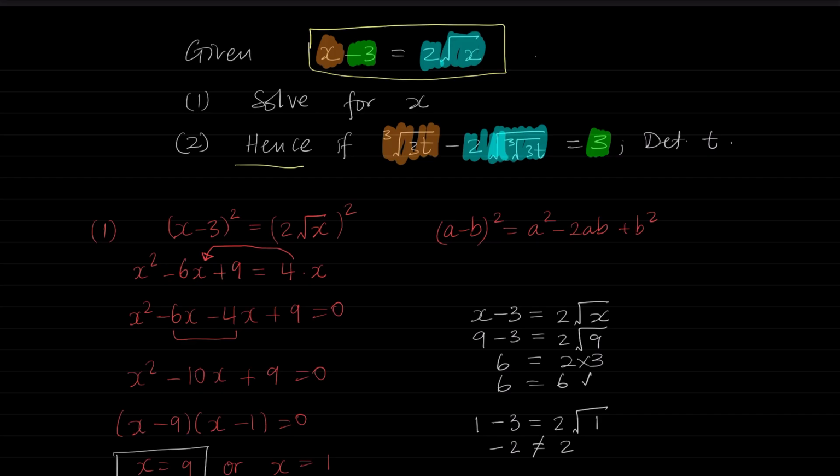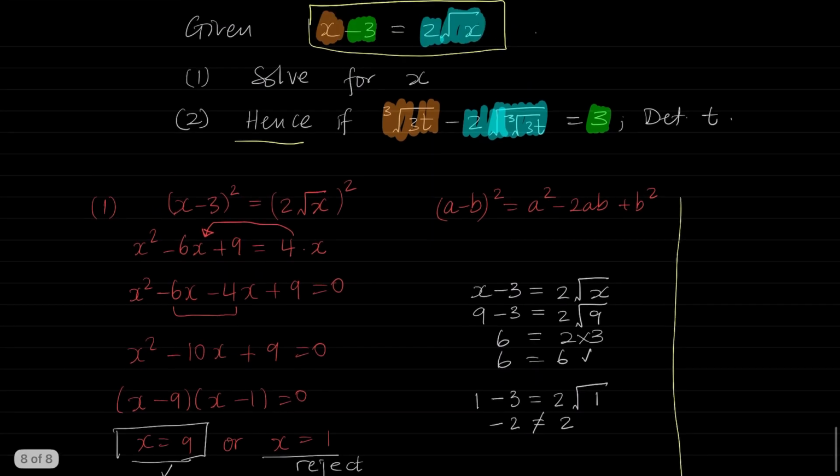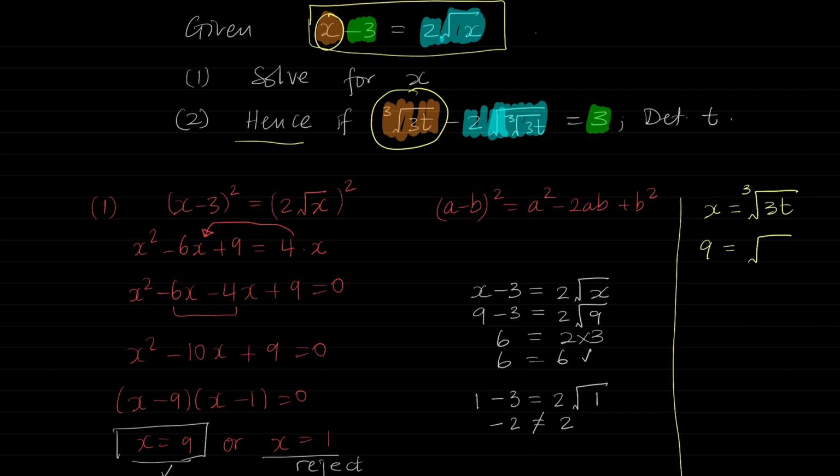I can make a deduction here. Let's solve it here on the right. I can say that x is this. So x is equal to the cube root of 3t. And since we know that x is 9, we can substitute that in and then solve for t. So 9 is equal to the cube root of 3t.